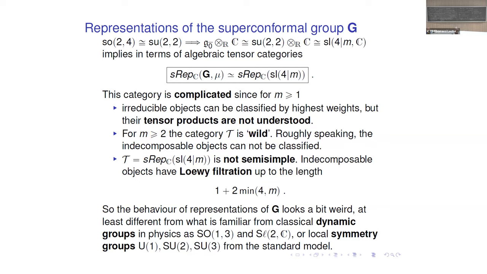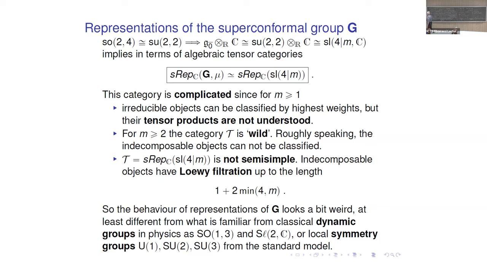Then the next point is the Loewy filtration. If the category is not semi-simple, and objects are finite dimensional, you can filter by irreducibles: take the socle, the maximal semi-simple submodule, and divide it out. In the quotient, you take the next maximal semi-simple, the socle again, and you get a filtration. This is the so-called Loewy filtration. The length of this filtration is bounded, and in our case here, for the conformal group, at most by 9. You have at most 9 steps of filtration. But 9 is very much. You will see in a minute why this is quite awkward.